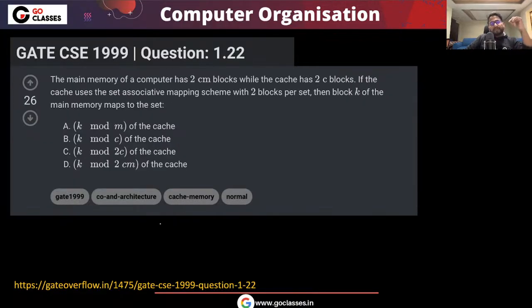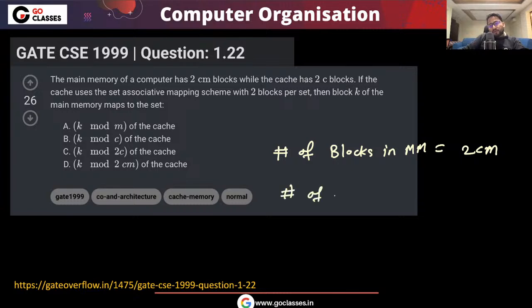Fully associative cache. Okay. So they're saying the main memory of a computer has 2^m blocks. Okay, so the number of blocks is given to you. Number of blocks in main memory, remember, okay? 2^m. Cache has 2C blocks. Okay, number of blocks or lines, let me write blocks only, in cache is 2C.